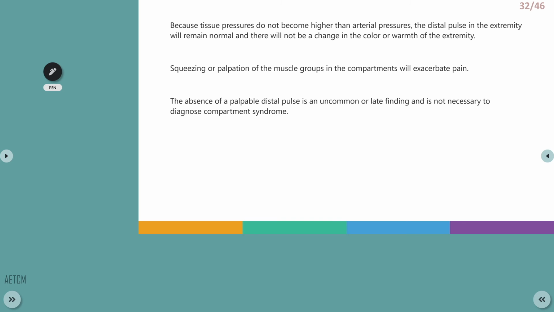And what is seen is, as we have discussed, the delta pressure is the difference between the diastolic pressure and the intracompartment pressure. Because of the difference in the arterial and venous pressure, the loss of distal pulse will be very much in the late stage. So there will be a palpable pulse. The presence of a palpable pulse doesn't rule out compartment syndrome, and loss of pulse is a very late finding. So there is no need to check for the distal pulse to rule out compartment syndrome.